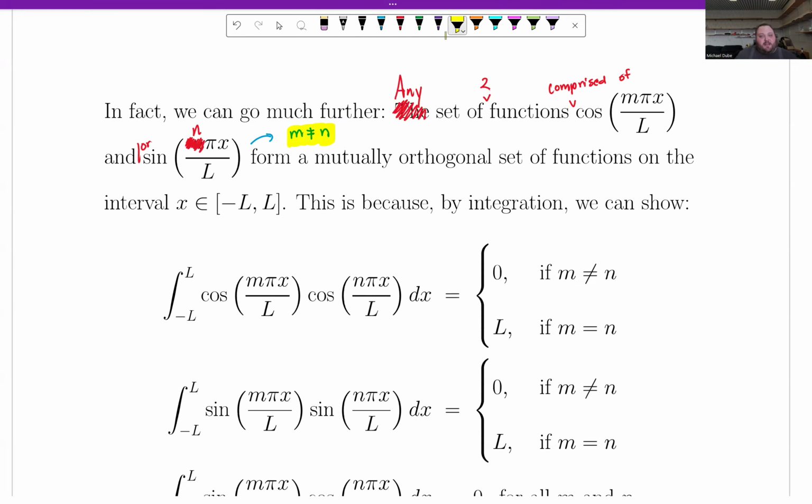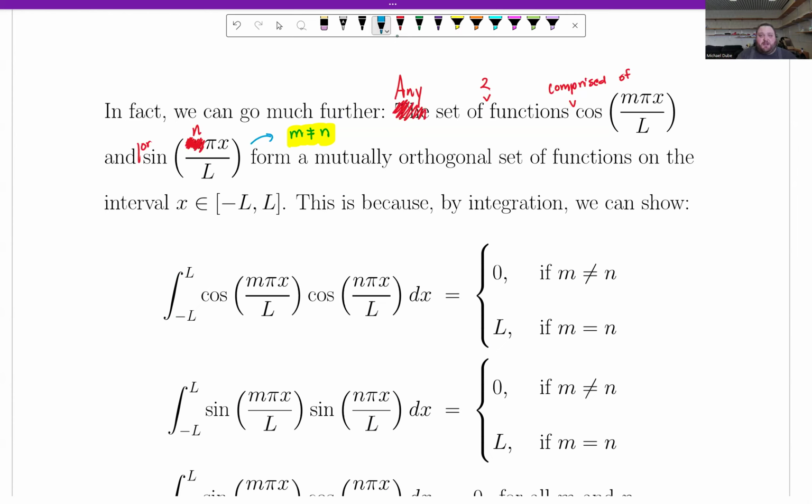Let me now read this through. In fact, we can go much further. Any set of two functions comprised of cos and or sine, cos being cos of mπx over L, and or sine of nπx over L, where m does not equal n, form a mutually orthogonal set of functions on the interval x is an element of [-L, L]. This is because by integration, we can show that.